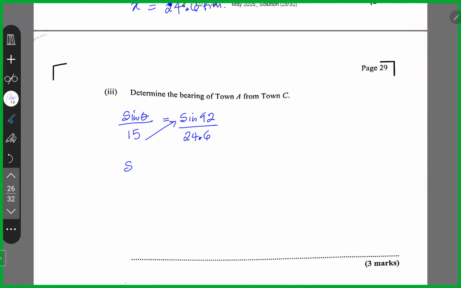Bring this up here. We have sine theta is 15 sine 92 divided by 24.6. I'm just taking 3 decimal places.